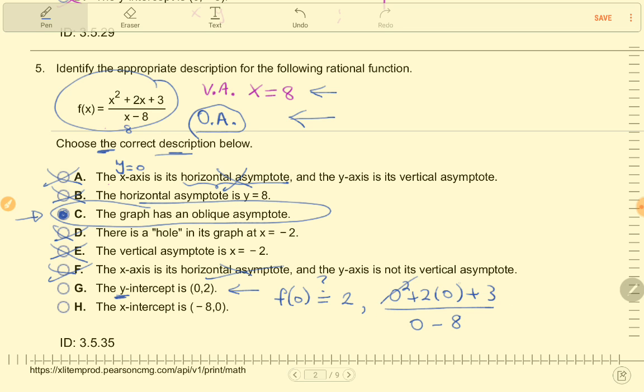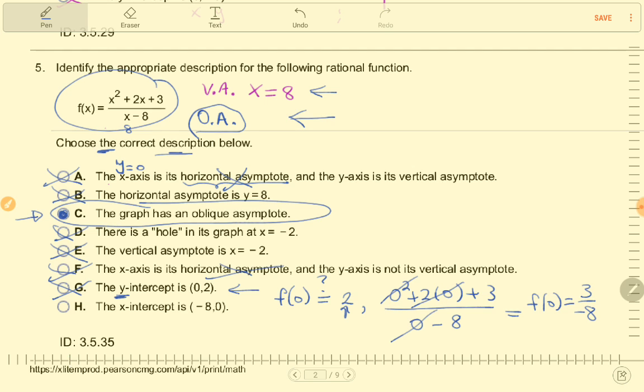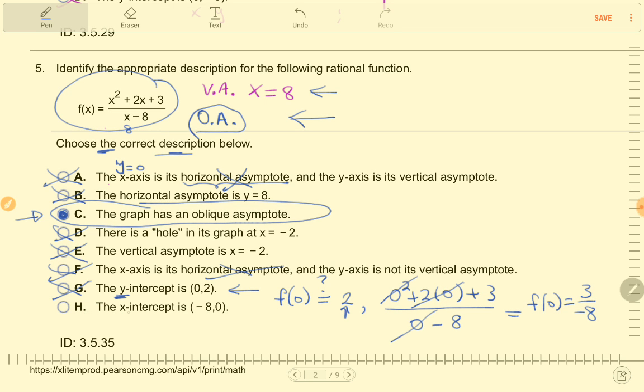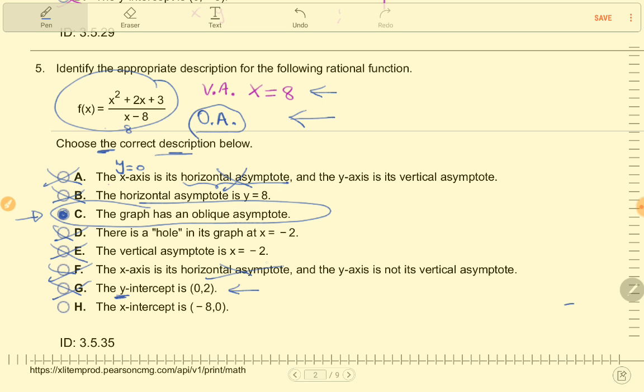And that zeroes out. And then we have f of 0 equals 3 over negative 8. Oh, that's not 2, right? So this isn't true. And then the other one, the x-intercept is at negative 8 comma 0. So that would mean that if you plug in negative 8 into the function, you would get 0. So is f of negative 8 equal to 0?